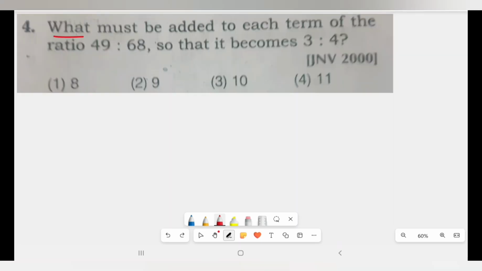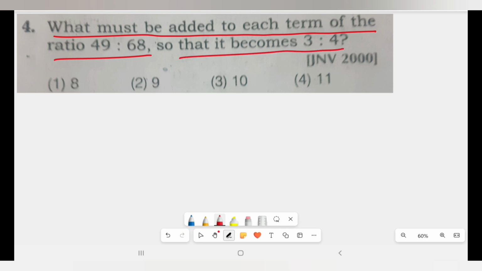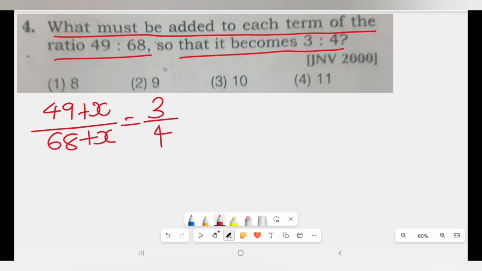Here in this question, what must be added to each term of the ratio so that the ratio becomes 3 by 4? So initially the ratio is 49 divided by 68. So let us say adding x to both the terms, and the ratio becomes 3 by 4. Okay, so let us do the cross multiplication. So here 4 into 49 is 196 plus 4x. Again here 3 into 68 is 204 plus 3x.